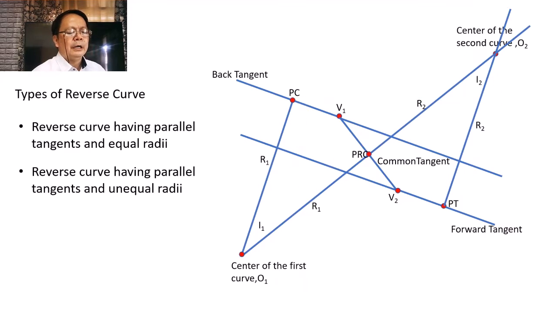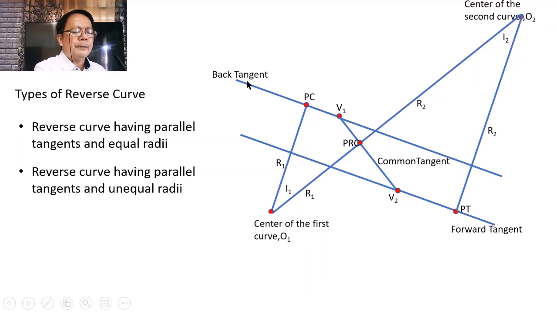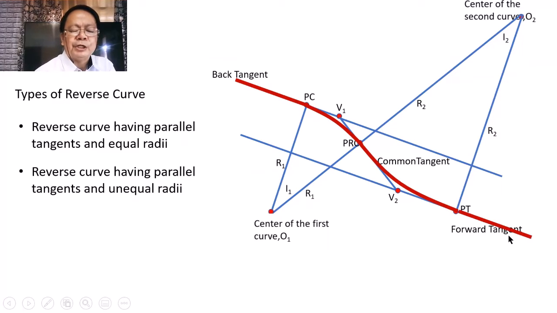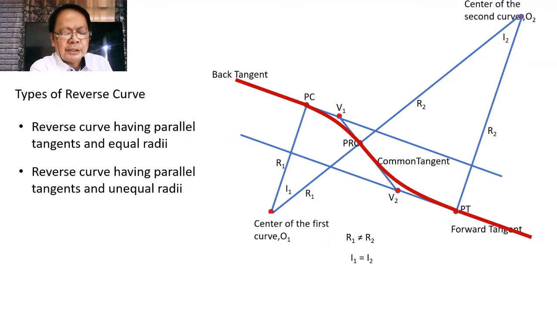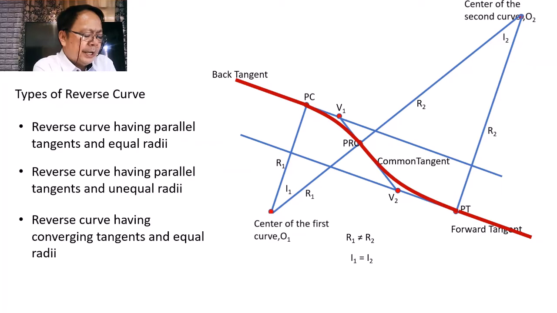So that our reverse curvature will run from the back tangent towards the PC, papunta doon sa PRC, and then from PRC, papunta sa PT, and then from PT, papunta dito sa forward tangent. And that becomes our reverse curvature having parallel tangents and unequal radii. So tandaan natin dito, ang ating radii are not equal, but our central angle of the reverse curvature remains the same.